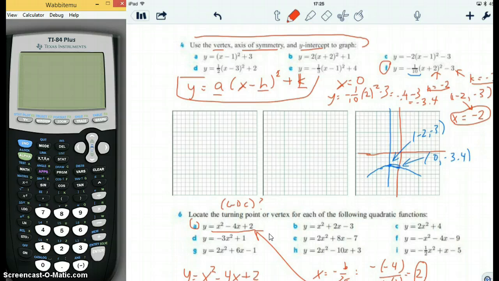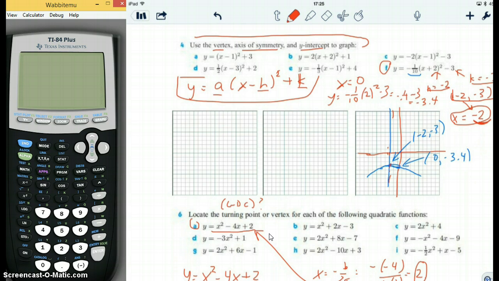So first of all, we already know the vertex, right? It said to use the vertex, axis of symmetry, and y-intercept to graph. Once we know the vertex, negative 2 comma negative 3, we already know that the axis of symmetry is x equals negative 2 because the axis of symmetry crosses the vertex through the x coordinate. So we can already graph here that negative 2 comma negative 3 is the vertex, and there is an axis of symmetry going through the vertex vertically.